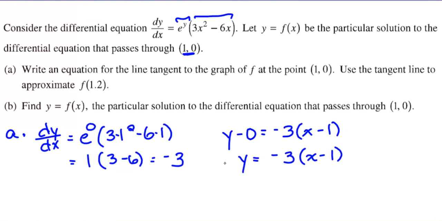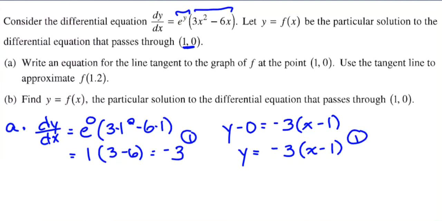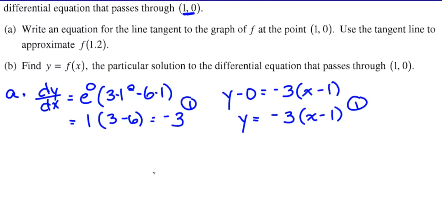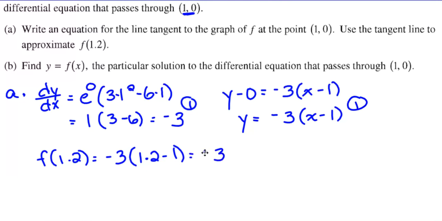So this time, since they only have 2 parts on this question, so far we've already got 2 points. They give you 1 point for the slope at (1, 0). They give you 1 point for your tangent line equation. But again, don't forget, we're not done. It says use the tangent line to approximate f of 1.2. So f of 1.2 is equal to negative 3 times 1.2 minus 1. So 1.2 minus 1 is 0.2. Negative 3 times 0.2 is negative 0.6. So there's our approximation for that value.